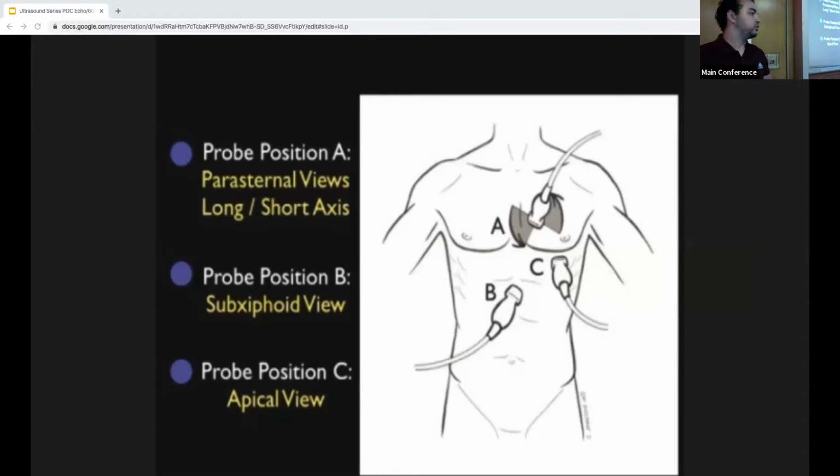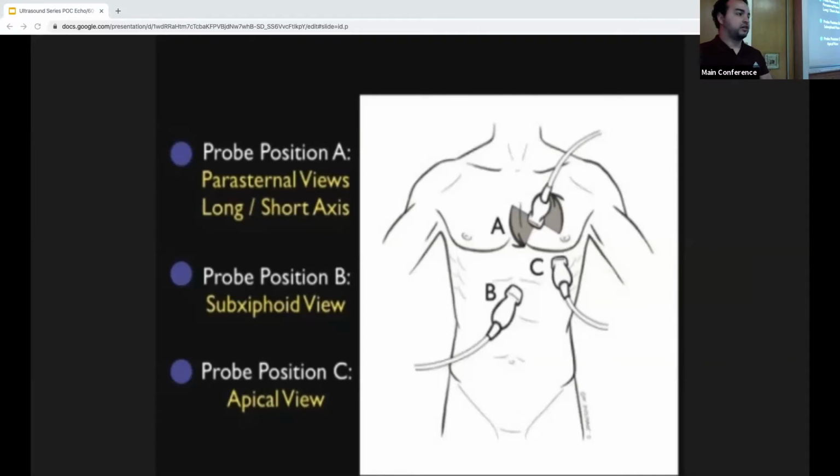So for the parasternal long axis, you want to place your probe around the 3rd or 4th rib space, right to the left of the sternum, and have your probe marker, for ED docs, face towards their right shoulder. This is where you're going to get your best view.